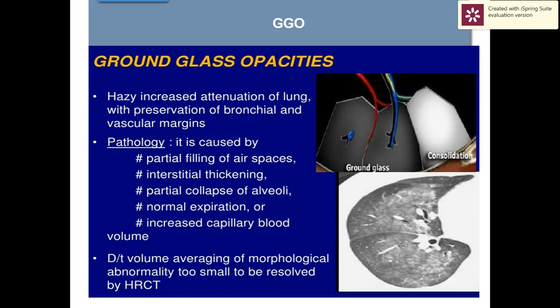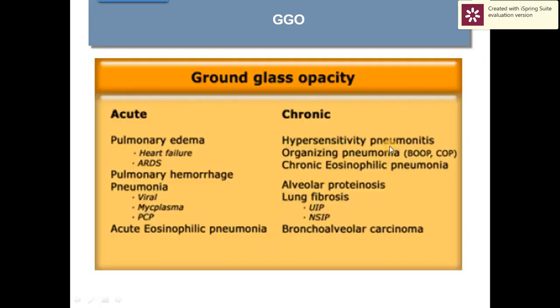Partially filling of the airspace, interstitial thickening, partial collapse of the alveoli. هنا زي ما احنا شايفين في الCT scan. Ground glass opacification didn't reach the stage of consolidation. ممكن يكون بالمونري إديما heart failure. ممكن يكون early ARDS وحاليا ال disease COVID 19.